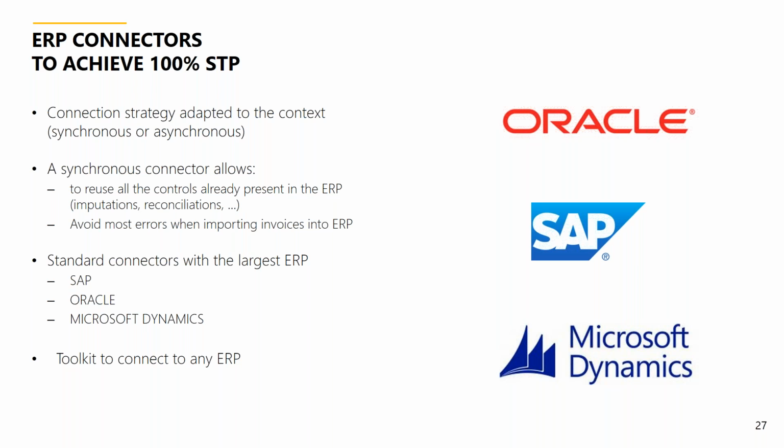So what we're doing here that is a difference is the use of a synchronous connector. And this completely eliminates the invoices that would be an error because we're using the controls that you have in your ERP. And that means you can then get the highest level of automation or straight-through processing that you're looking to try and achieve in your organization.